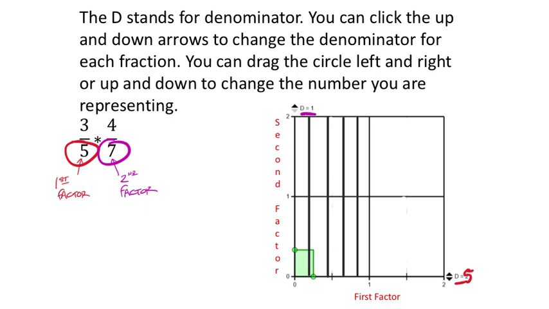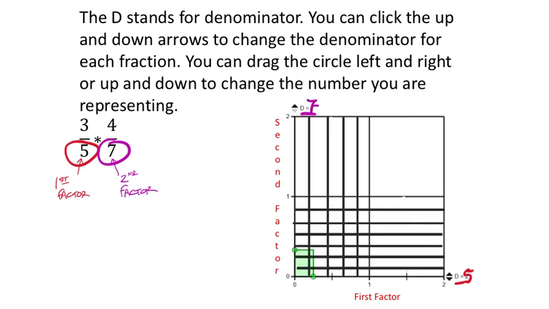So this denominator over here, you got to click the up button until you get to 7. So then you get something that looks like this. Okay, so we're going to see something like this here. But then, you see they've given you some area to put in here. So for my 5, I've got to get to 3 parts down, okay? So that's going to be 1, 2, 3. You could just count lines, 1, 2, 3.